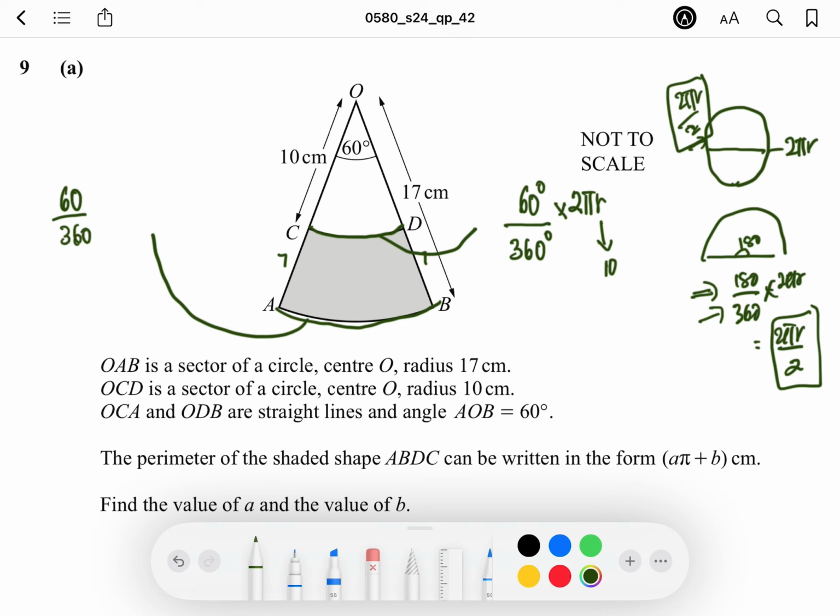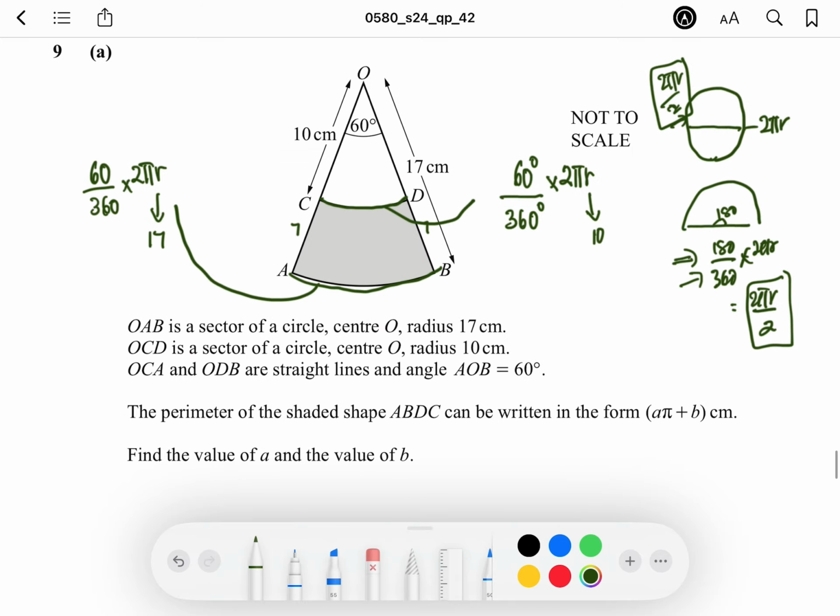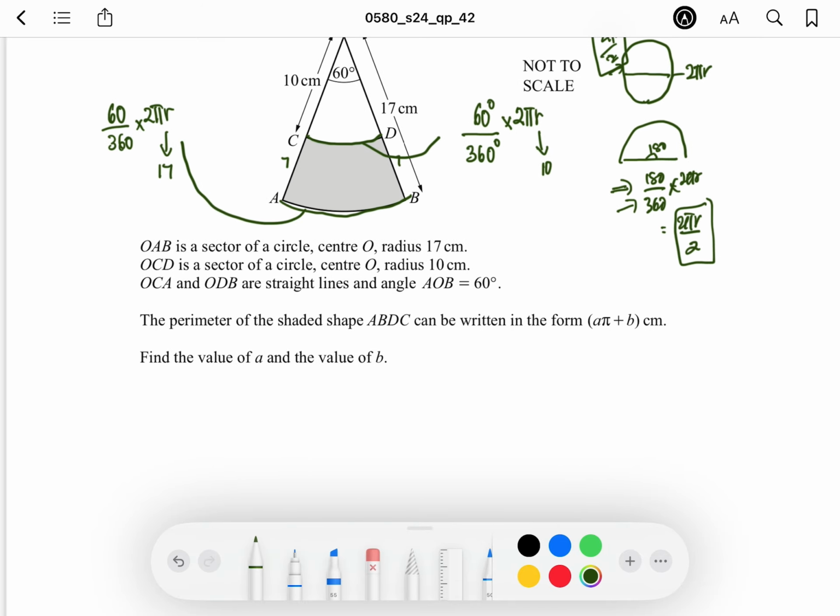60. So this one is the same, but for this one, what changes? The radius changes, it becomes 17. That one. Okay, so you have 60 over 360 times 2 times pi times 17, and then you have the other arc, times 2 times pi times 10. And then you have the two sides, 7 and 7.